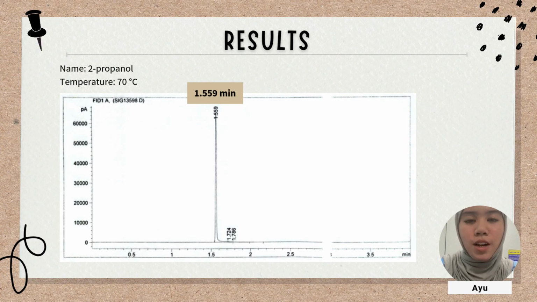So first, data analysis and results. This chromatogram shows the result for pure 2-propanol analyzed at 70 degrees Celsius. A single peak is observed at the retention time of approximately 1.56 minutes. This indicates the sample is pure and well separated with no significant impurities.